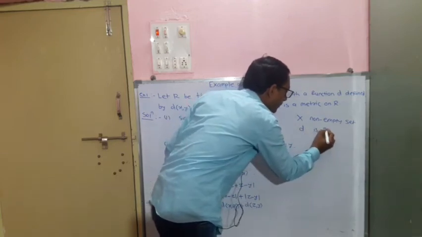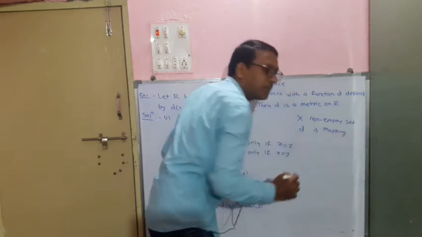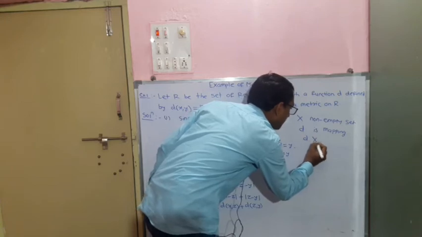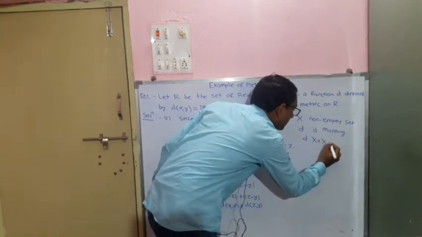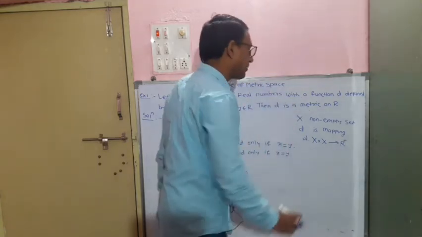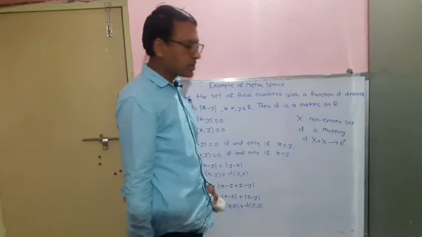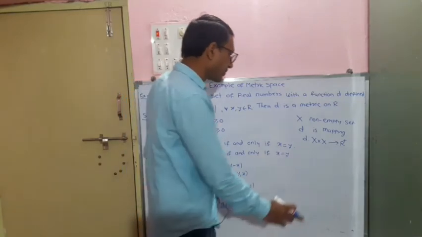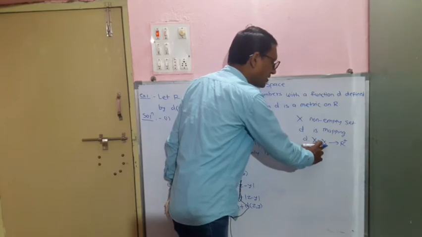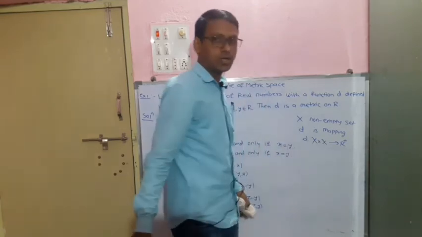D is a mapping, and this mapping is such that the domain of this mapping is X cross X and the range is R plus, that is the set of all positive real numbers including 0, and the domain is the Cartesian product of X with itself, that is, the domain is the set of all ordered pairs.